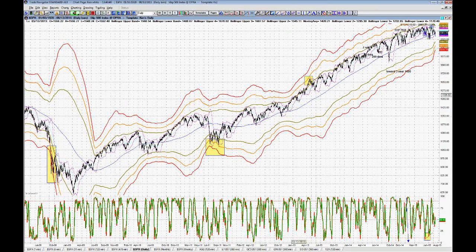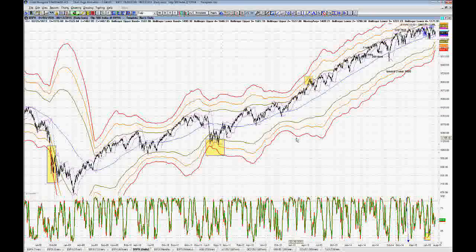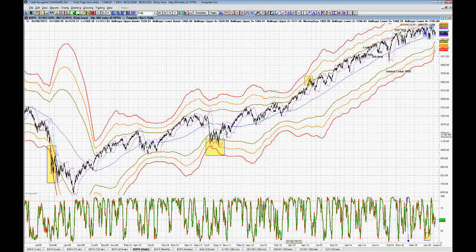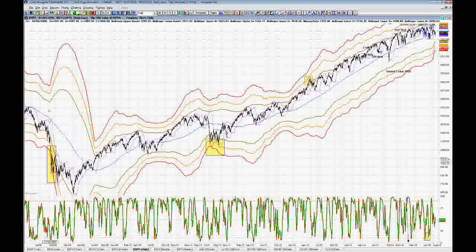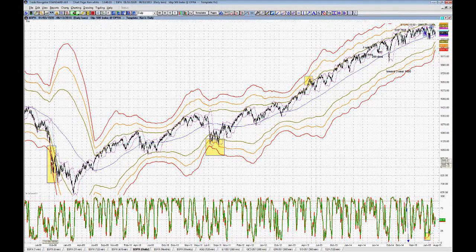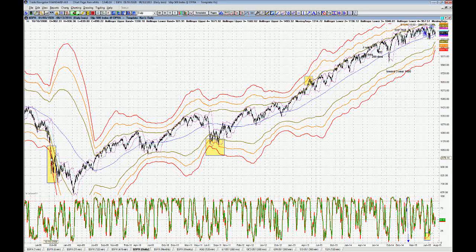So again, the olive band is 2 standard deviations, 95% of normality. The orange band, 3 standard deviations, 99.7% of normality. And the red band is 4 standard deviations, 99.9% of reality. In other words, if price does go below that red band or above that red band, but in this case below, it's a bad bet at that time to bet in the direction that price was going.